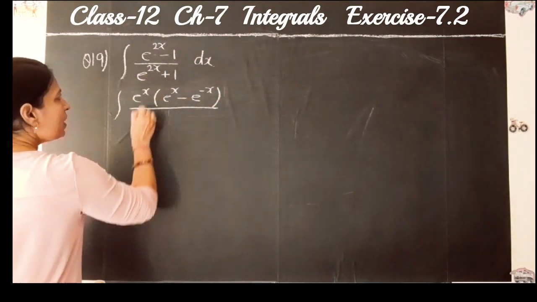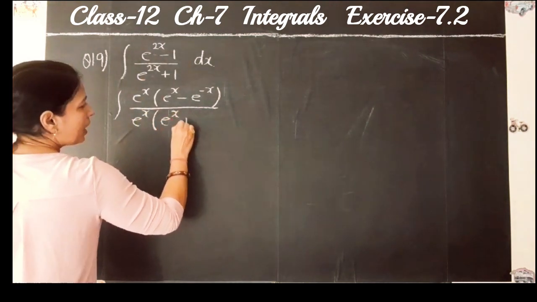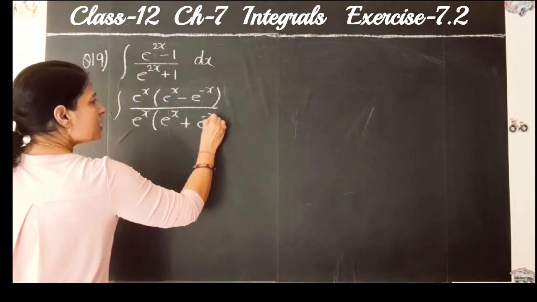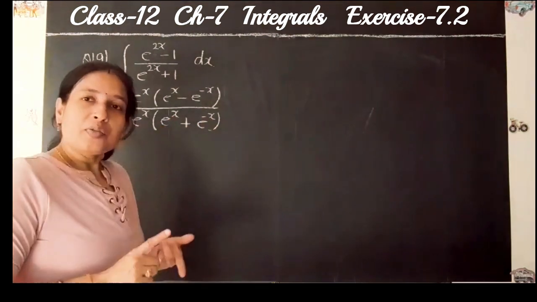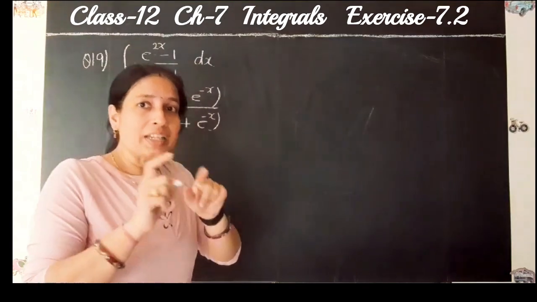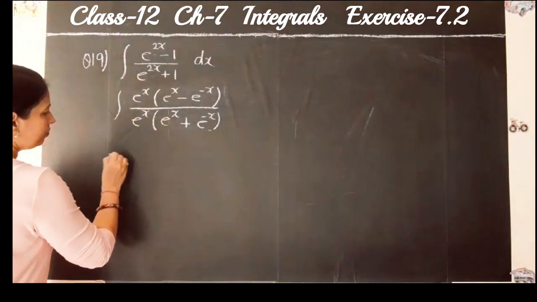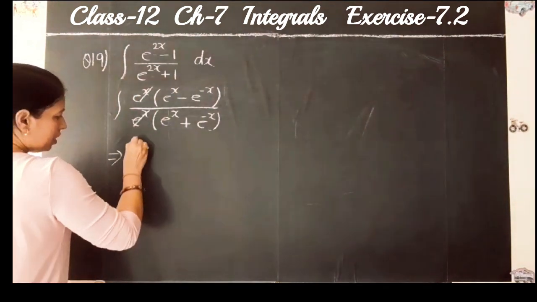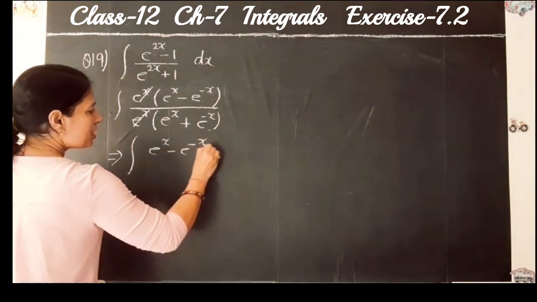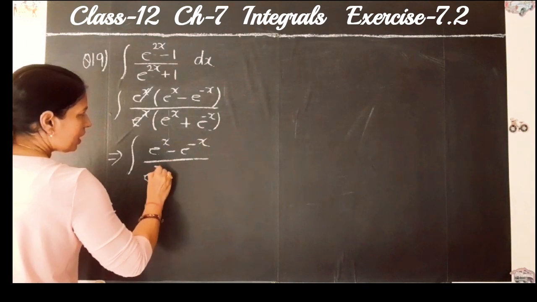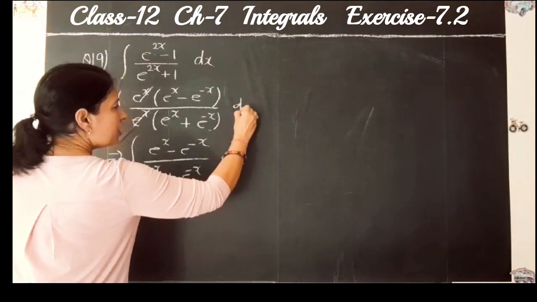Then take common here also e to the power x. So it will be e to the power x plus e to the power minus x. When we multiply e to the power x into e to the power minus x, we get e to the power x minus x, that means e to the power 0, that will be 1. Now cut this. Now our integral becomes e to the power x minus e to the power minus x divided by e to the power x plus e to the power minus x dx. Right, here dx also.